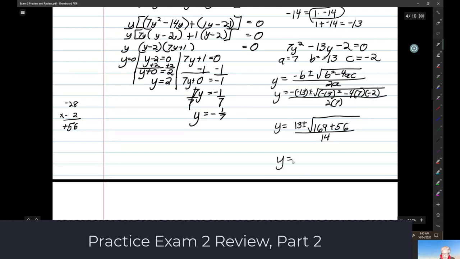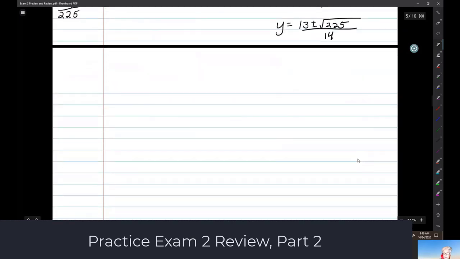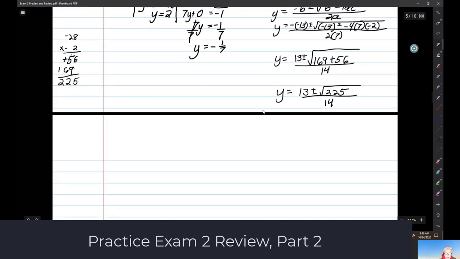So we will have y equals 13 plus or minus the square root of 169 plus 56. 6 plus 9 is 15, carry the 1. 1 plus 5 is 6, plus 6 is 12, carry the 1. That's 2, 225, over 14. So we're going to have to keep moving down. Y equals 13 plus or minus 15 over 14.